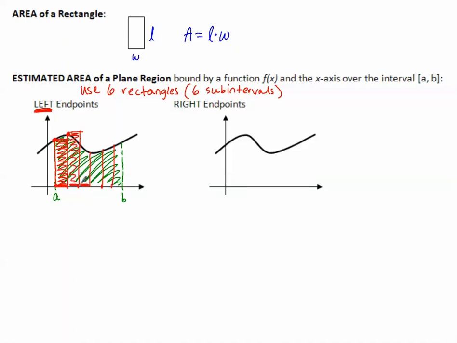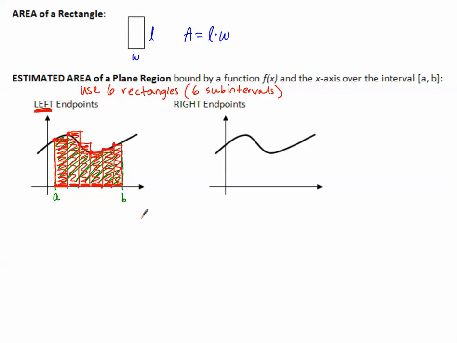Third subinterval, go to the left side of it, go up to the curve, across, and down. There's my third rectangle, and so on and so forth. Fourth subinterval, go to the left side, find the left endpoint. Fourth rectangle. Fifth subinterval, on the left side, up to the curve, over, and sixth rectangle, go to the left side, up to the curve, and over, and down. So I've got my 6 rectangles using my left endpoints.